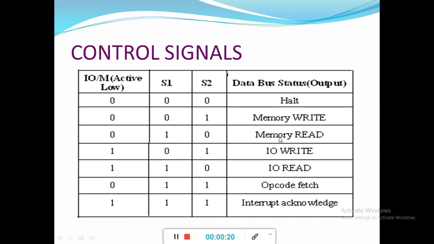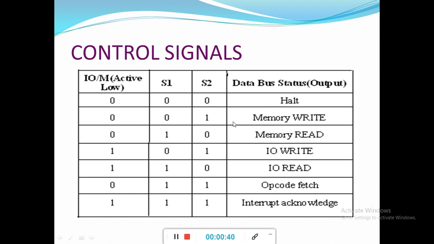For example, first we will see the control signals. What are the different control signals? IO/M bar, as well as S1 and S0, which are already represented in the pin diagram. Suppose all three are 0 0 0, then it is the halt condition, and the data bus is in the halt state.